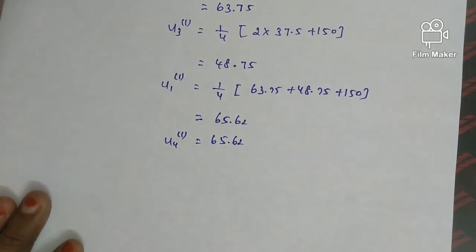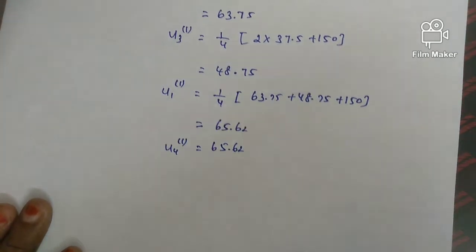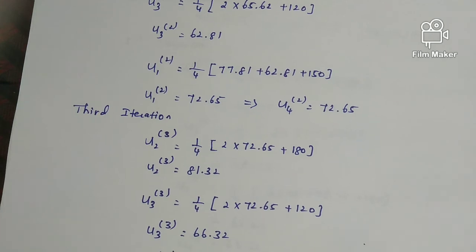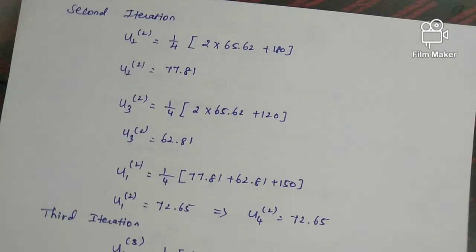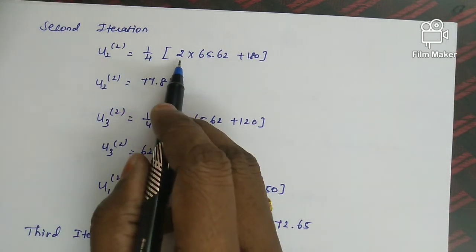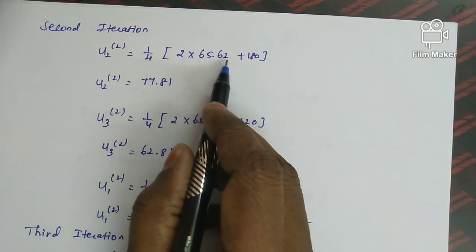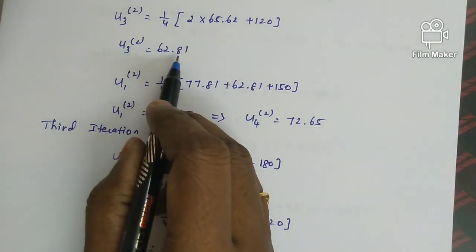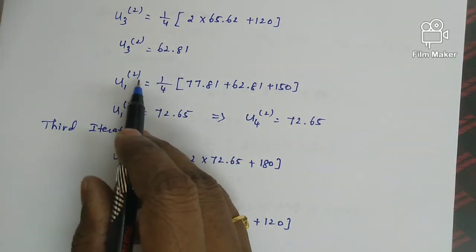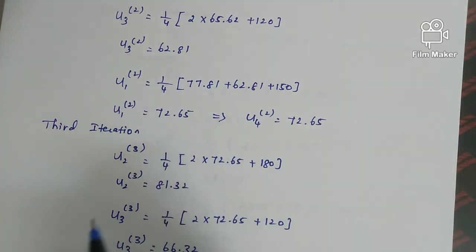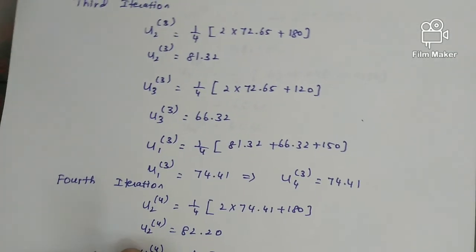Likewise, we can do our second, third and fourth iterations continuously. We can stop the iteration when two consecutive values are equal. So for the second iteration, u2 of 2 equal to 1 by 4 into (2 into 65.62 plus 180), u2 of 2 equal to 77.81, u3 of 2 equal to 62.81, and u1 of 2 and u4 of 2 equal to 72.65. Likewise, third iteration, fourth iteration.